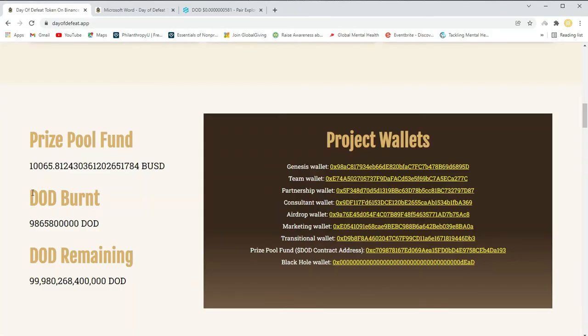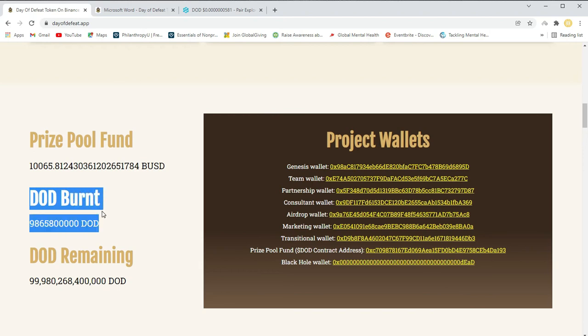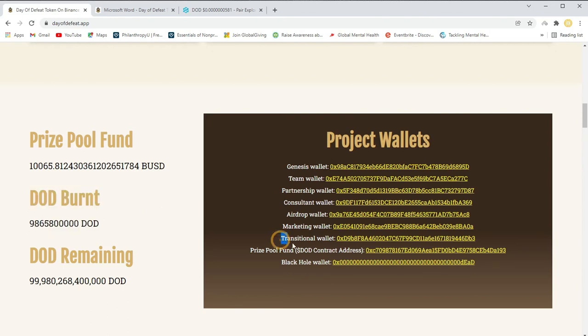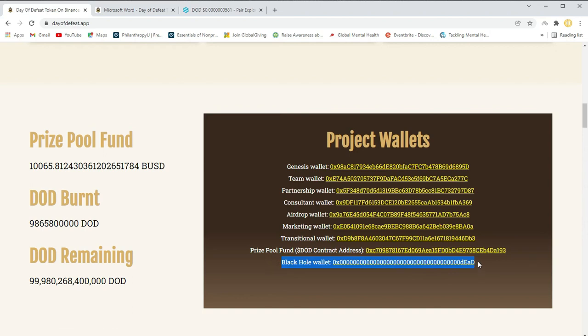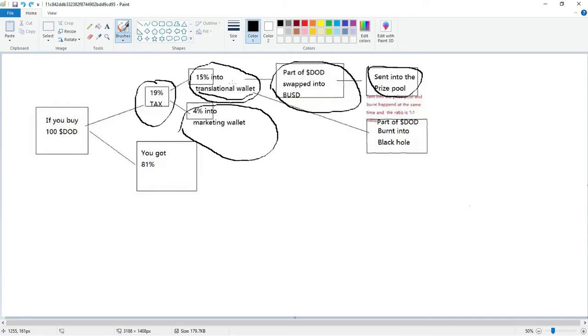The other thing I would also like us to know is where the DOD that is burnt comes from. So the DOD that is burnt also comes from this transitional wallet that is here. Part of the DODs, like I mentioned, are exchanged for BUSD, and part of the DODs in the transitional wallet are burnt into the black hole. And you can check out our black hole wallet to see the activities there too. So coming back to this chart, you're able to see that from this 15% in the transitional wallet, we have these DODs that are burnt into the black hole, like I explained earlier on.